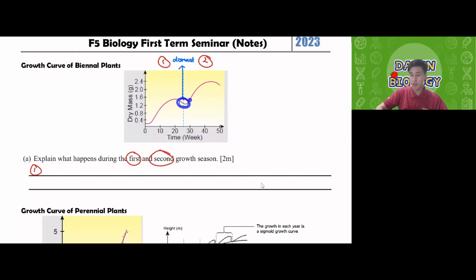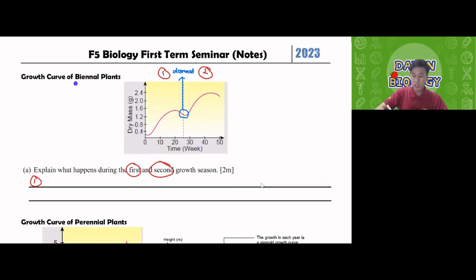And then second year only they continue to grow a bit more and then they die. But second year, they will mainly focus on reproduction. Meaning second year, they will mainly form flowers, fruit, and seed. Then only they die. Okay? But assuming this biennial plant is in a four-season country, then they will be dormant between the first and second year. But let's say if this is occurring in Malaysia, then of course, there will be no dormancy. The growth curve will probably just be like that.